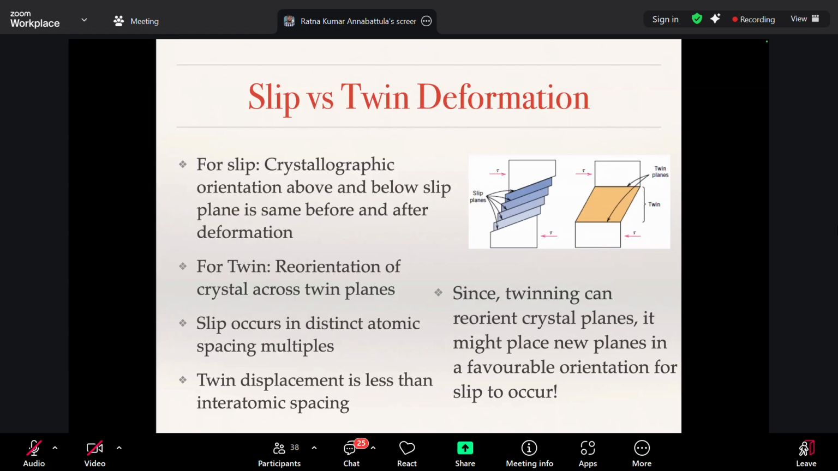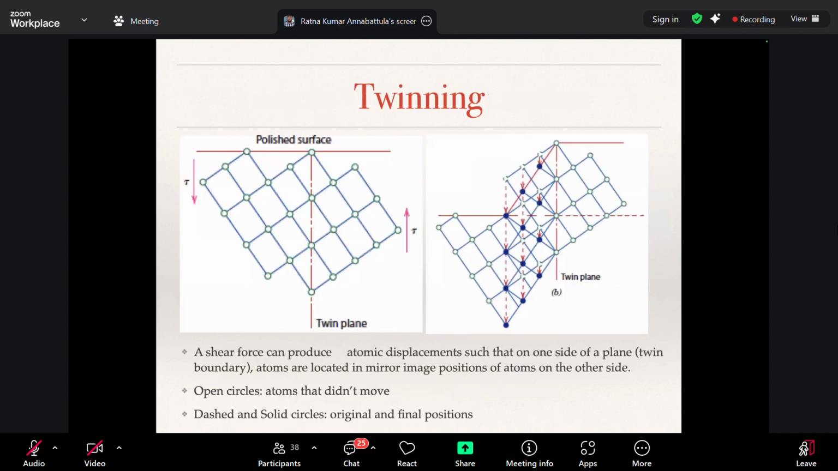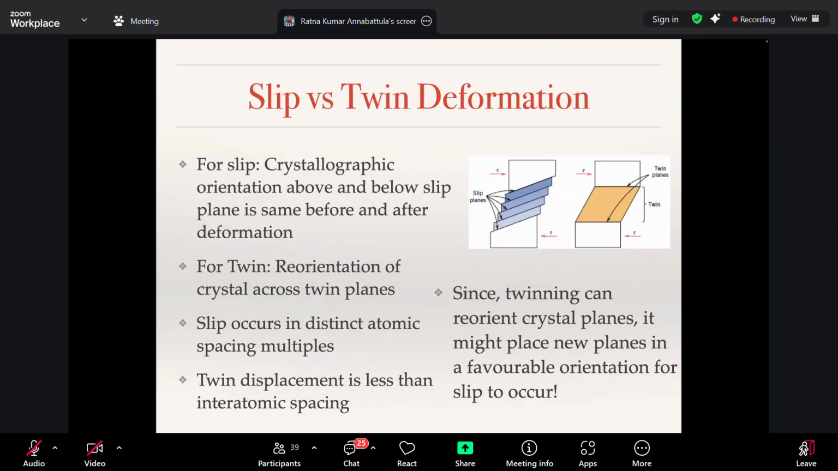And as you know, slip usually happens in integer multiples of interatomic spacing. So the Burgers vector will be either one interatomic spacing or two interatomic spacings. That means it happens in integer multiples. Whereas twinning can happen in less than an interatomic spacing, because as we have seen here, the atom has not moved even one interatomic spacing. It has moved more or less half the interatomic spacing. So in twinning, the displacement is usually less than an interatomic spacing, whereas slip occurs in distinct atomic spacings, in integer multiples.